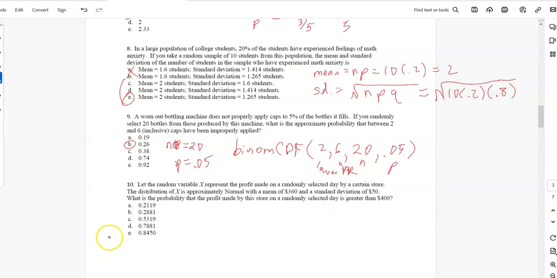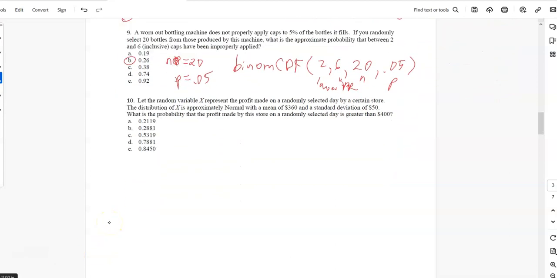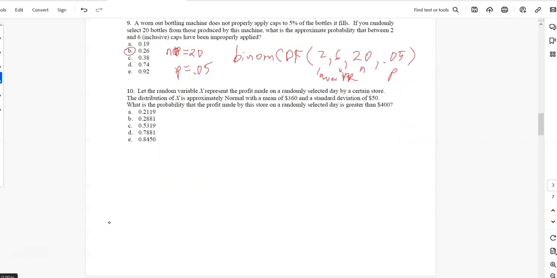Let the random variable X represent the profit on a randomly selected day by a certain store. The distribution of X is approximately normal with a mean of 360. You almost would just want to start drawing this. Standard deviation of 50, so that'd be 410, 460, 510. I know it's kind of sloppy. Just go out 3 standard deviations each direction.